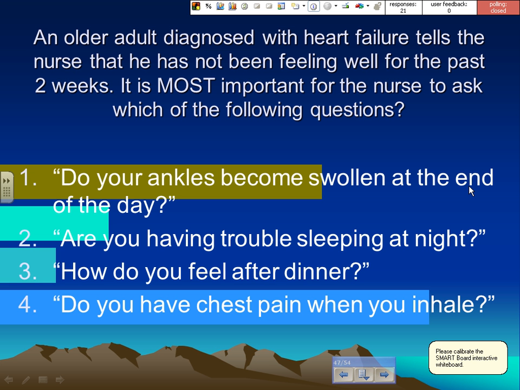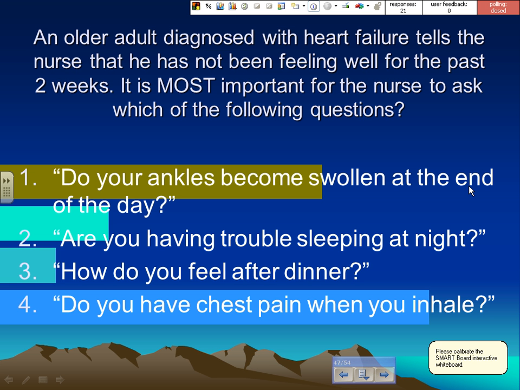And it also says chest pain when you inhale. If patients have chest pain related to coronary artery disease, does it get worse when they take a deep breath? No, chest pain when you inhale is indicative of a respiratory problem, primarily pulmonary embolus, not a coronary artery or a cardiovascular one, because if a patient's having coronary chest pain, they're going to have it regardless of whether they're inhaling or exhaling. It's just going to hurt all the time. So 3 and 4, we have to eliminate.